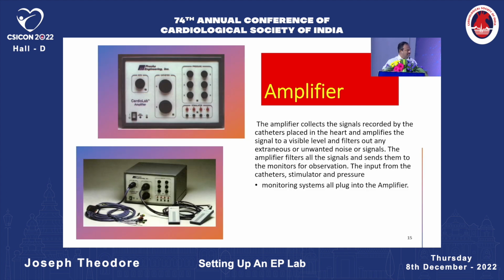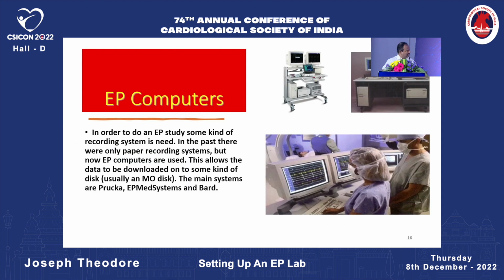The amplifier usually amplifies the signals to a visible level and filters out any unwanted noise. The amplifier then sends them to the monitor for observation, which will be used for interpretation. So when you look at these things, the most important is getting these signals from the patient to the amplifiers without any noise. That becomes the first important step.